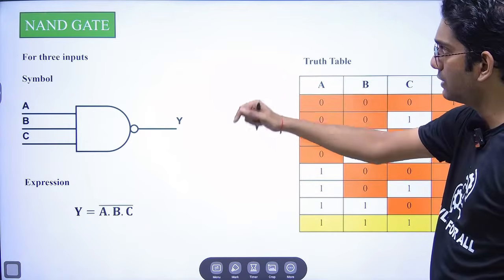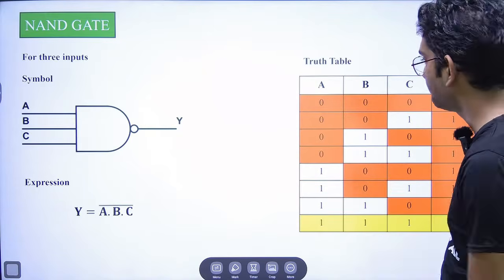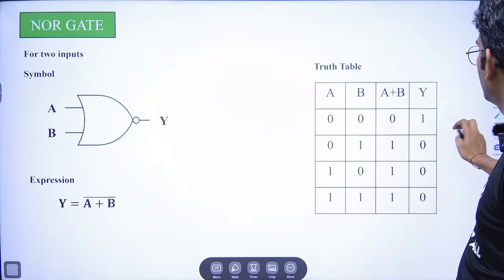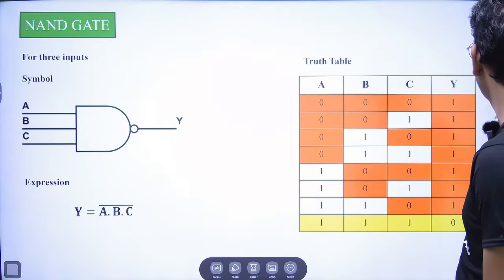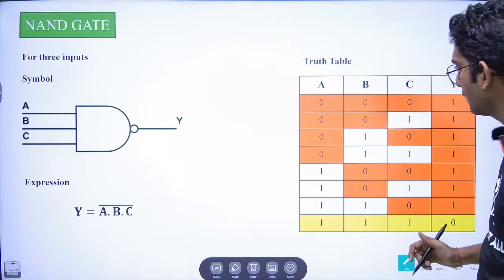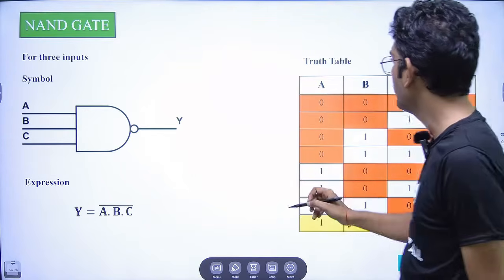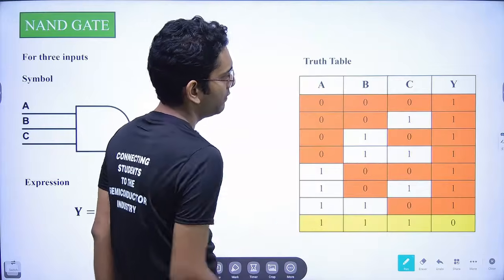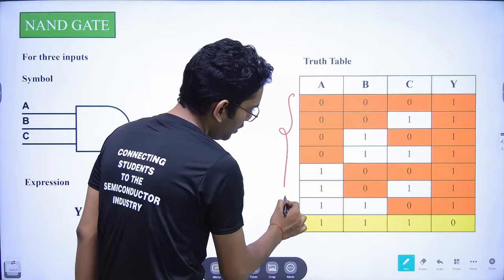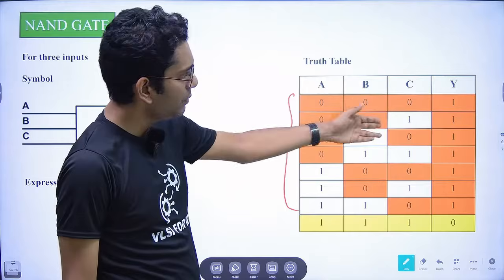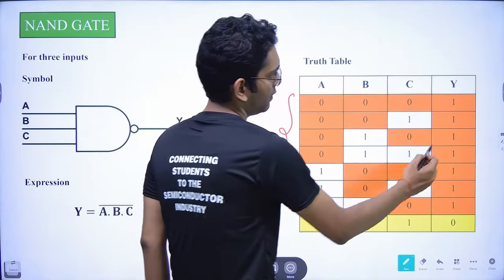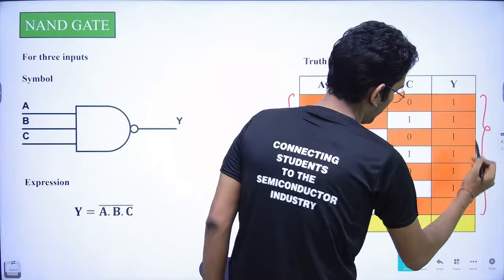So as the basic functionality of the NAND gate was, if any of the inputs is 0, we would be getting 1 as our output. Fine. So if any of the inputs is 0, we will be getting 1 as our output. So in all these cases, at least one of the inputs is 0, and so we are getting 1 as our output.